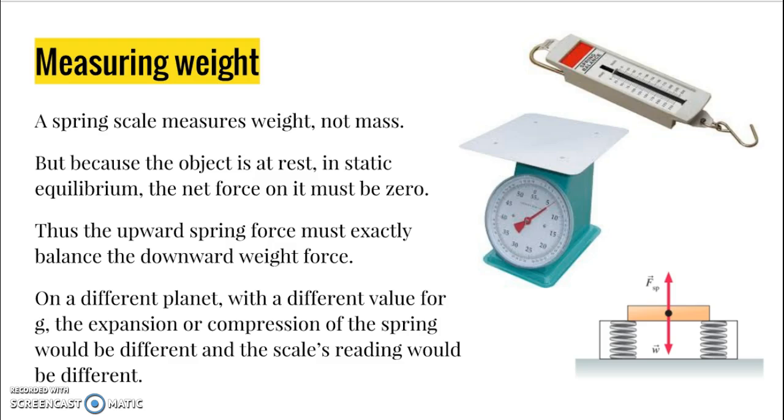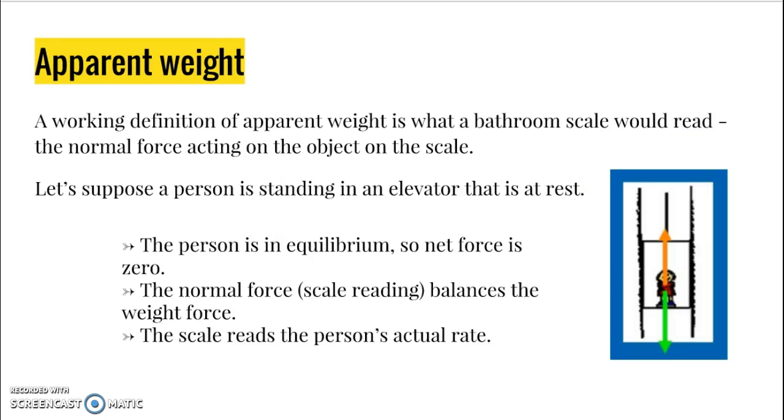So because of that, these springs are going to compress different amounts depending on where they are, depending on what the value of g is, right? So basically, if we're dealing with different planets, we're going to have different weight measurements when it comes to these spring scales. But actually, it's not just limited to other planets. We can actually see this here on Earth as well.